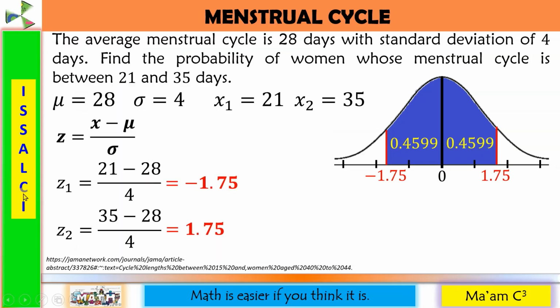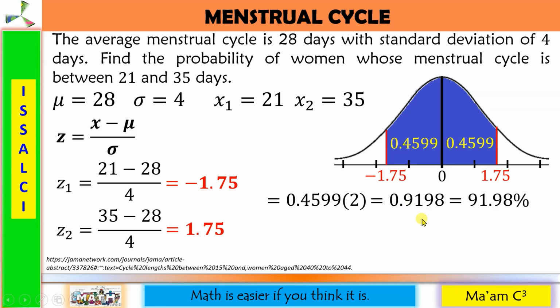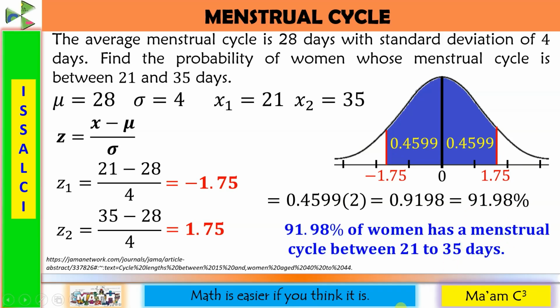Now let us compute. To solve for the shaded region, we simply have to add these two areas, or we take 1 and multiply it by 2. And this will give us 0.9198. Moving the decimal places going to the right, we have 91.98%. And let us interpret. 91.98% of women have a menstrual cycle between 21 to 35 days.